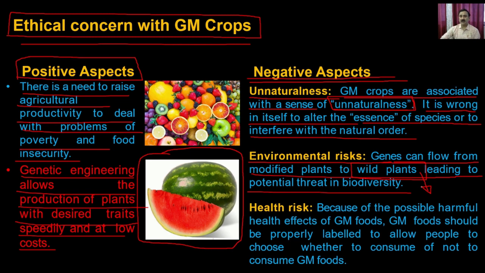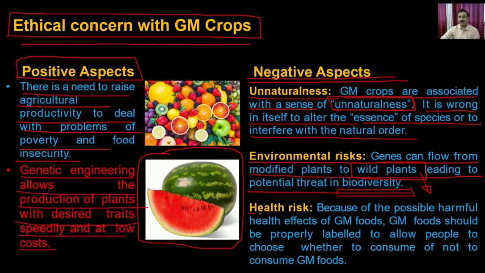And so if there is contamination of the genes from the transgenic or GM crops or the transgenic plants to the wild plants, you are ultimately going to reduce the biodiversity, which means you are going to affect the availability of these wild plants. Because if there is contamination, there will be no pure wild plant present in the environment, and that's how you are going to lose a particular type of species.